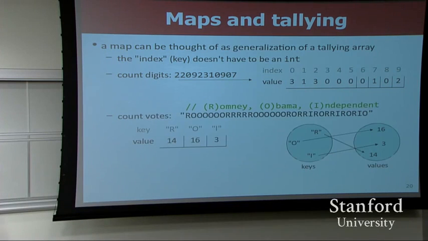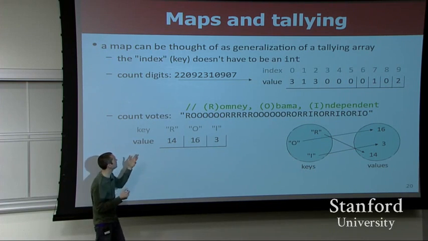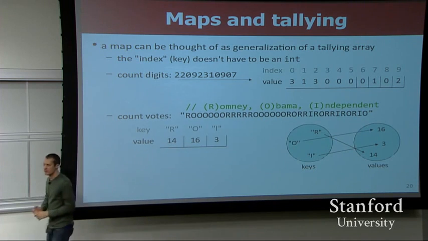But how do you count like the votes for candidates in an election or something? If all the R's are Romneys and all the O's are Obamas or whatever, how do I count those? Well, you could pretend that R was index 0 and O was index 1. Or you could come up with some mapping like that, right? But a map, that's kind of what a map does. One way of thinking of a map is it's kind of like an array, but the indexes don't have to be ints. That's the way I think of it.